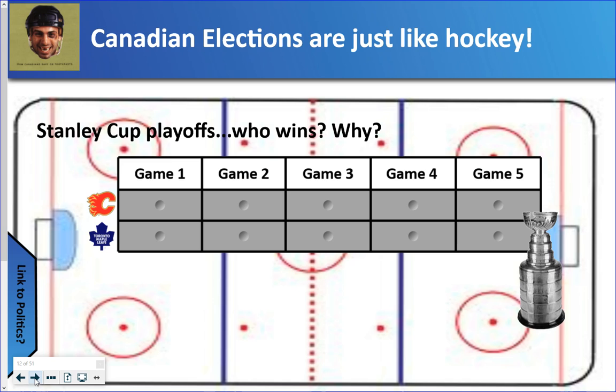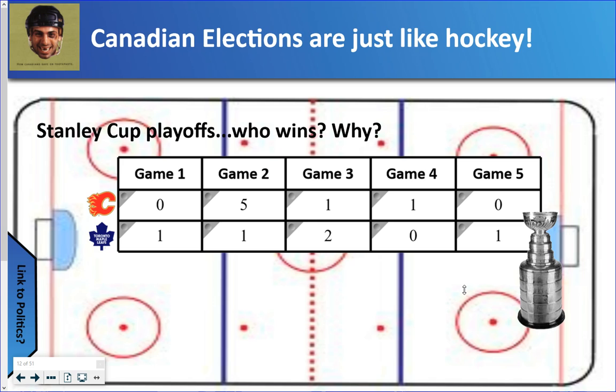And so I kind of showed it using this scenario here where the Flames and the Leafs play in a playoff series. The Leafs win game one. The Flames handily win game two. The Leafs win game three. The Flames win game four. And then the Leafs win the deciding game five. And so if you were just tabulating goals, the Flames actually outscored the Leafs 7-5. Yet the Leafs win the series.